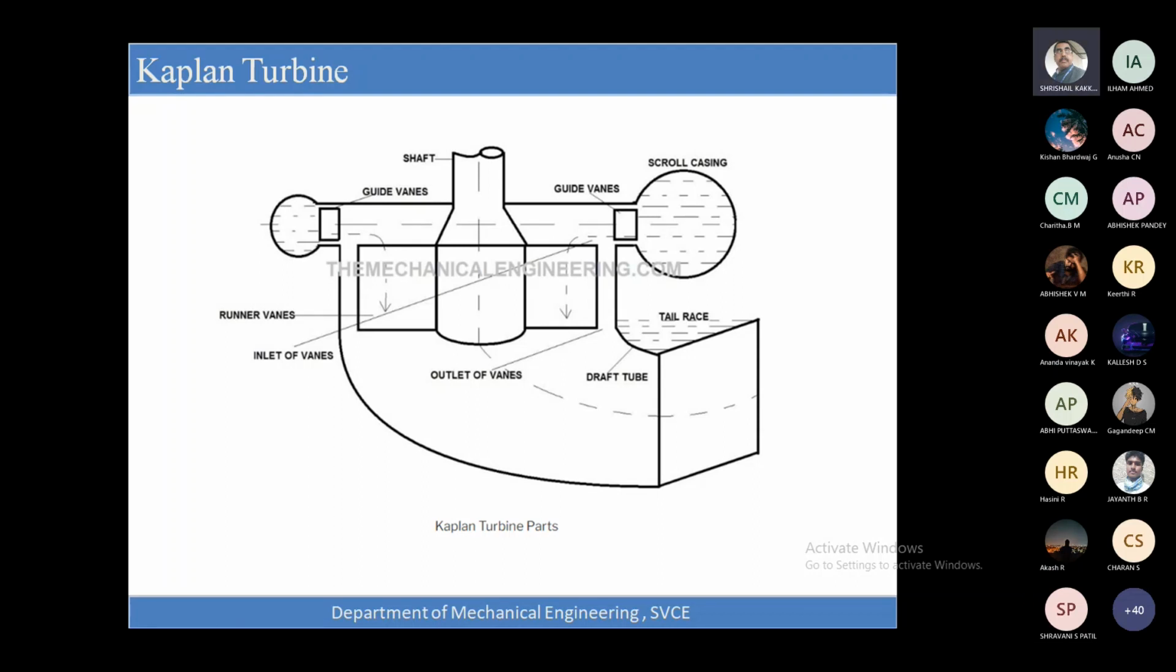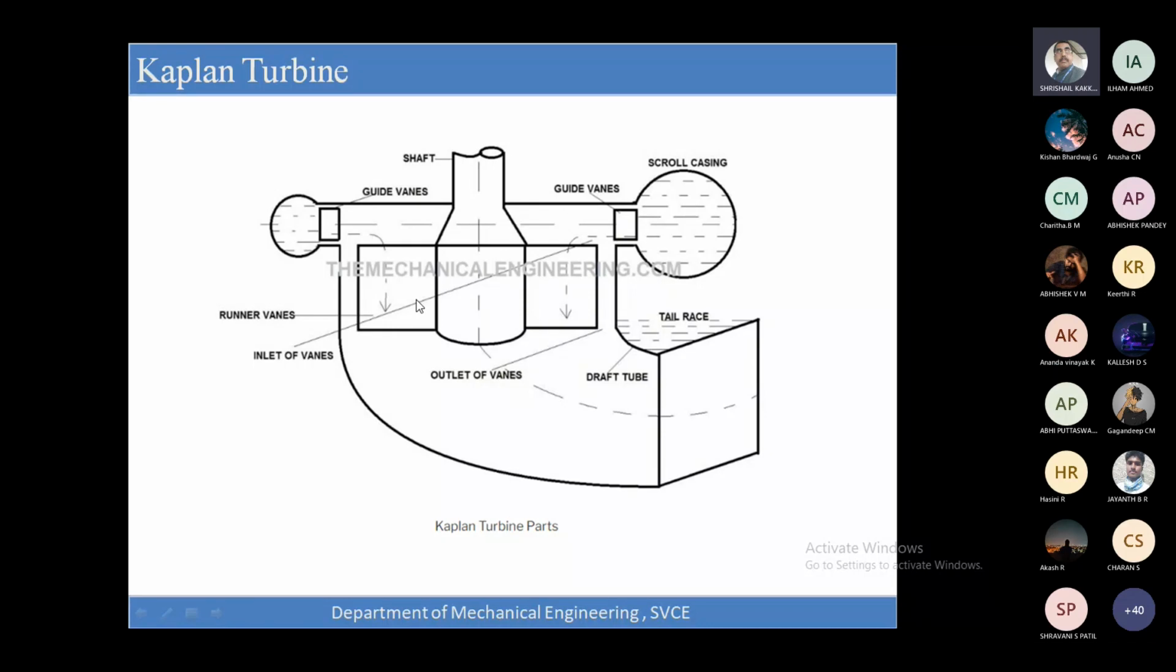The water from the penstock enters this scroll casing. The scroll casing will have a varying cross-sectional area, so due to this, there will be variation in the pressure and the velocity. And at the guide vane, it will direct as well as control the flow of water into the runner vanes. The directed water flowing through the guide vane will fall onto these runner vanes.